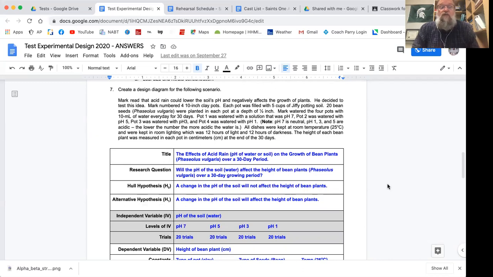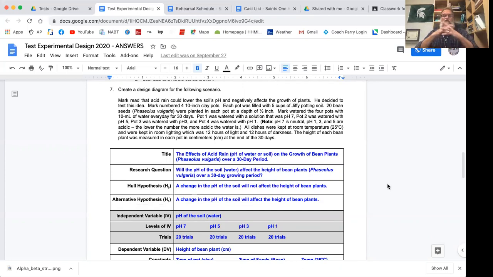As you read the description of the experiment, we can see that what we're going to be doing is changing the pH. We are choosing to change the pH, so that's my independent variable. And we're going to measure the height of the bean plant in centimeters, as it says in the final sentence. That's our dependent variable. So we're going to use those two to make our title and our research question.